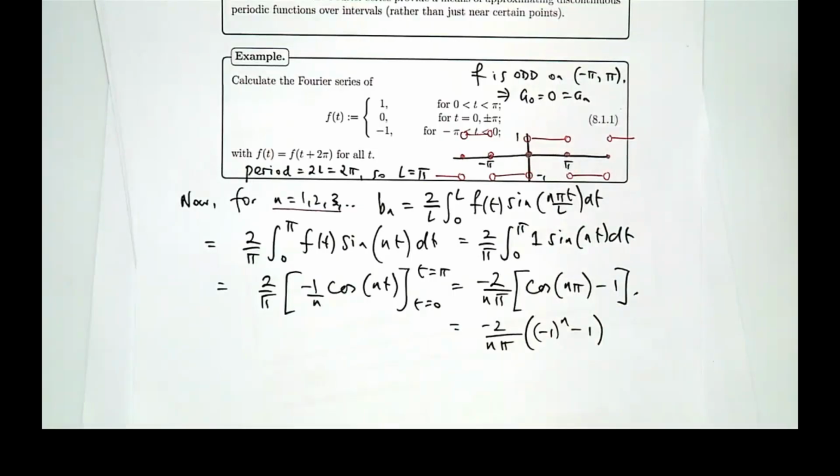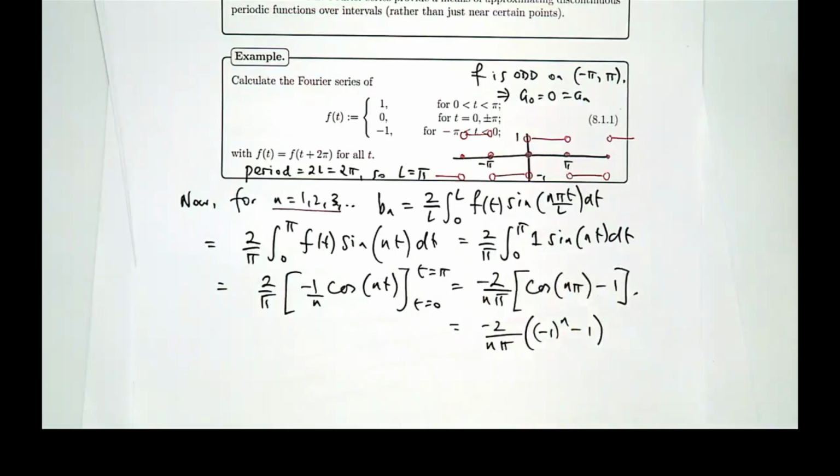By making that. Now, why would you want to do that? Well, you can see cos n pi is either positive 1 or negative 1. If it's positive 1, the thing in the square brackets is 0. If this is 1 and I'm taking 1 away, this is going to be 0. If this is negative 1, I'm going to get negative 2.